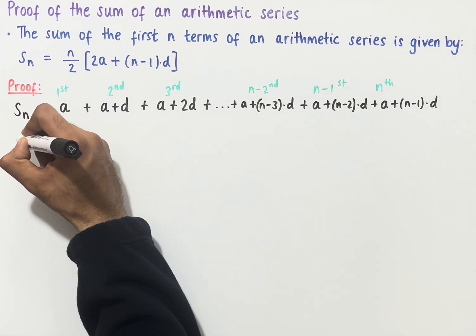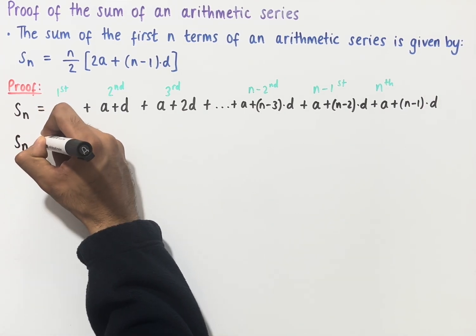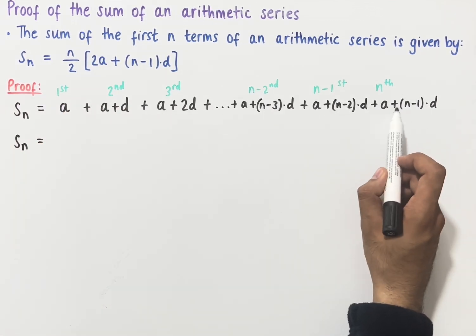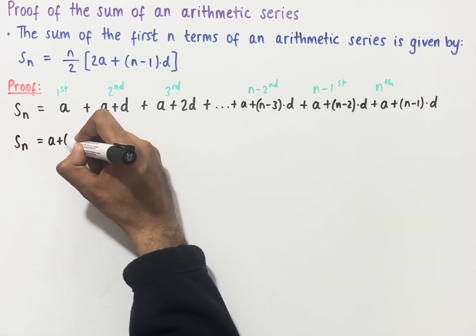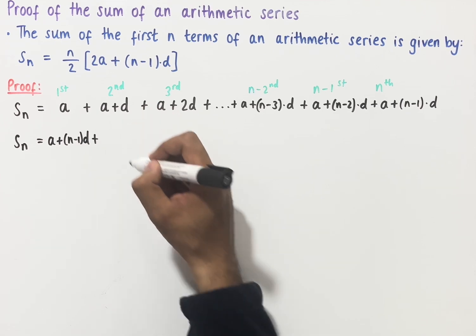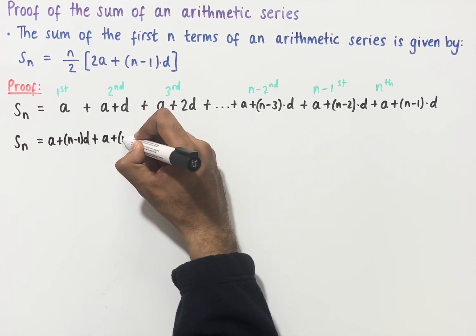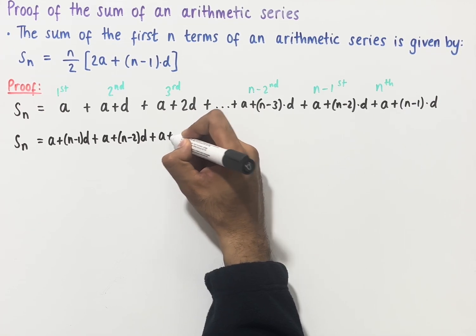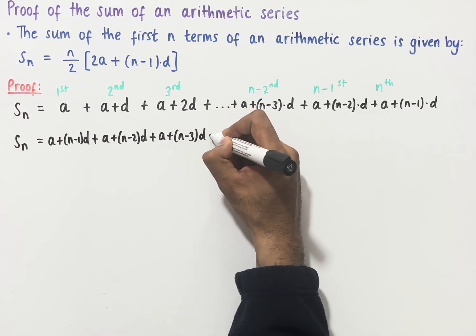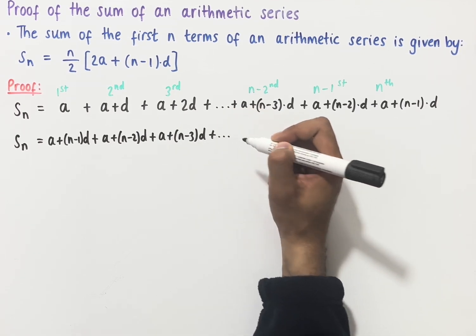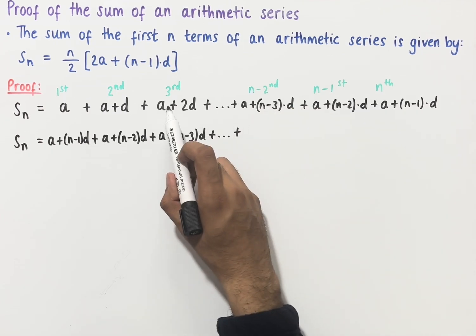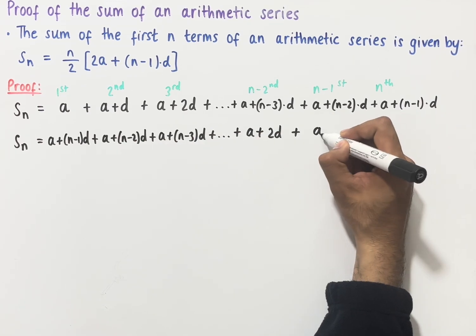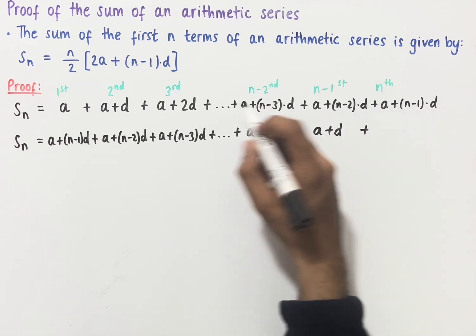Now for this proof, we're going to write the same series, Sn, but this time we're going to reverse the order. And so the first term is now going to be the last term that we had up here, which is a plus (n minus 1) times d. And then the second term is now going to be a plus (n minus 2) times d. And the third term is going to be a plus (n minus 3) times d. And then the terms in between we're going to indicate with an ellipsis. And then we add on the third term from the end, a plus 2d. And then for the penultimate term, we have a plus d. And then finally for the last term here, we're going to have a.